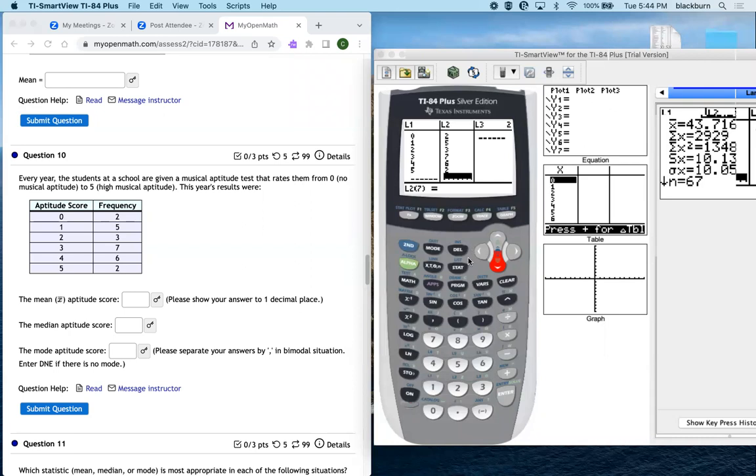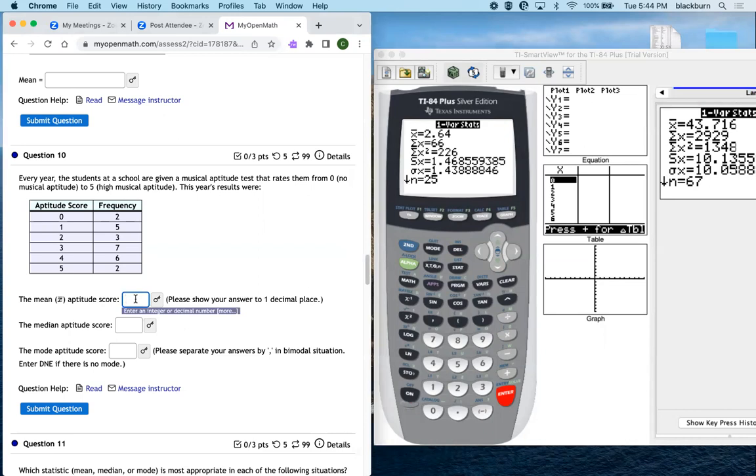So then we go out to stat, calc, one var stats, frequency list L2. Now it's going to keep L2 in there. So as you do your homework and you only have one list, you're going to have to delete, right? You could go down here and hit the DEL button and it'll delete that off. All right, but we want it on for this one, so I'm going to put it back in and then calculate. And there's my mean, 2.64. Uh-oh, they want 1 decimal, so I'll go 2.6.